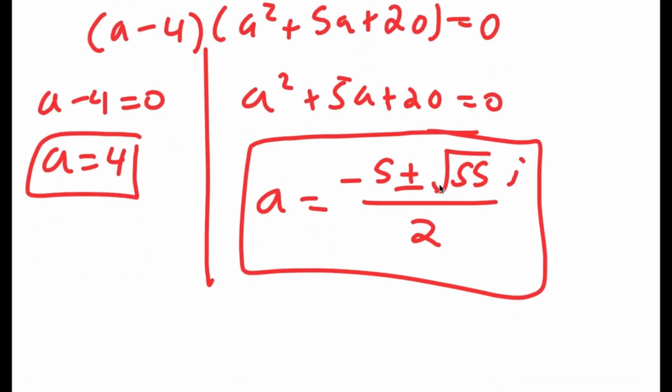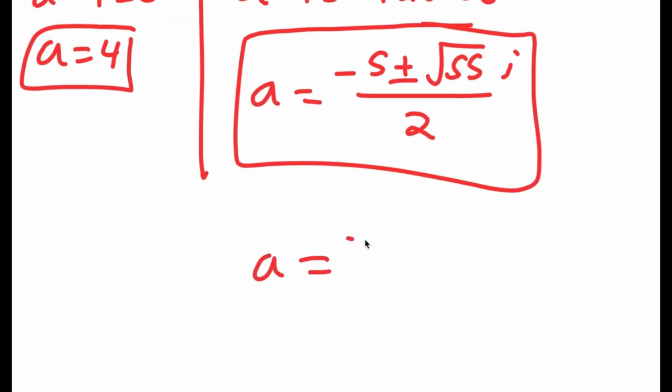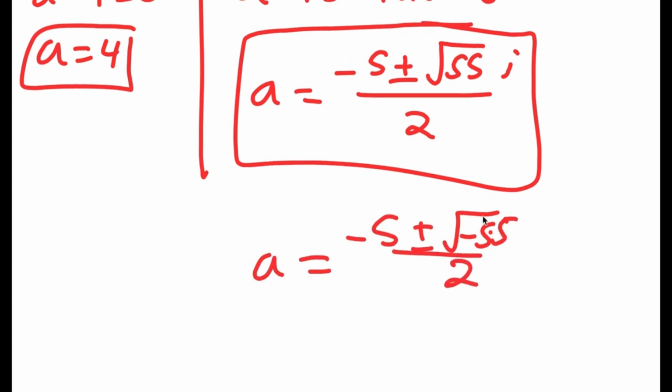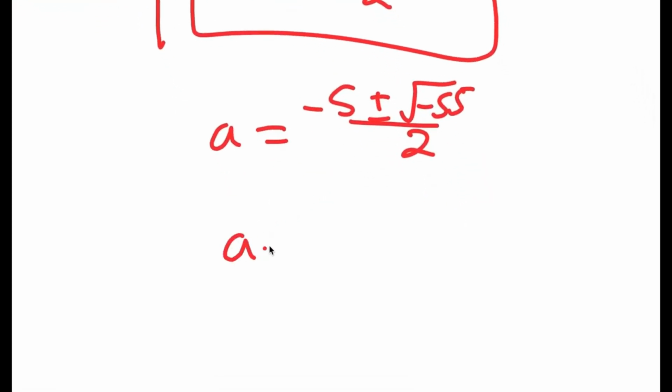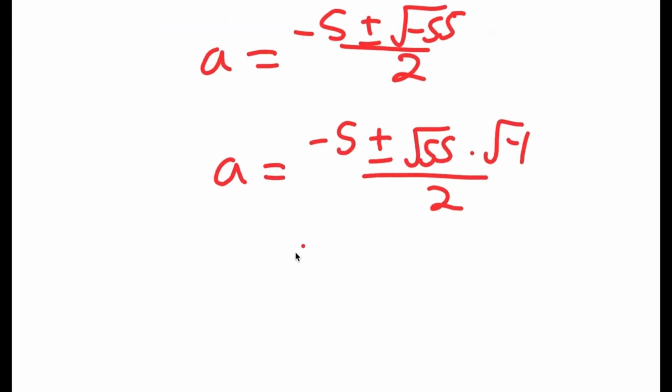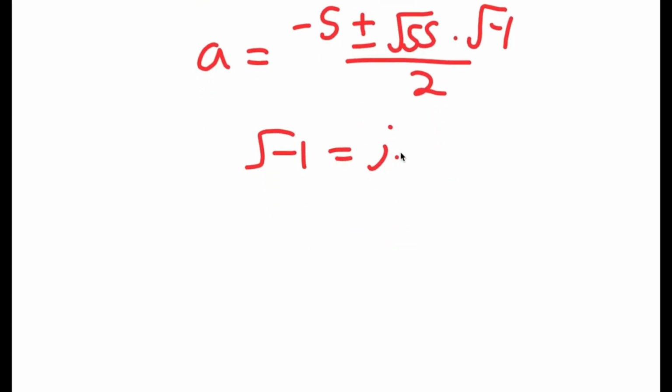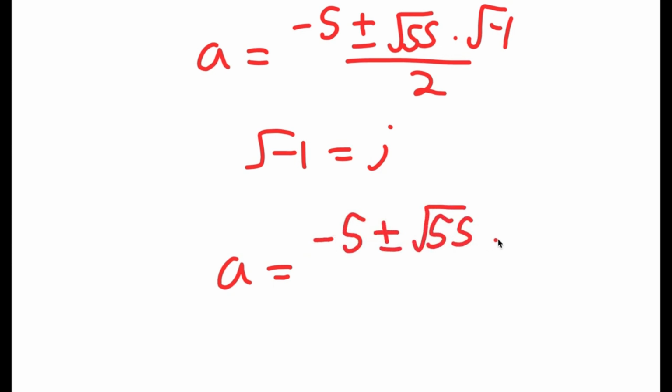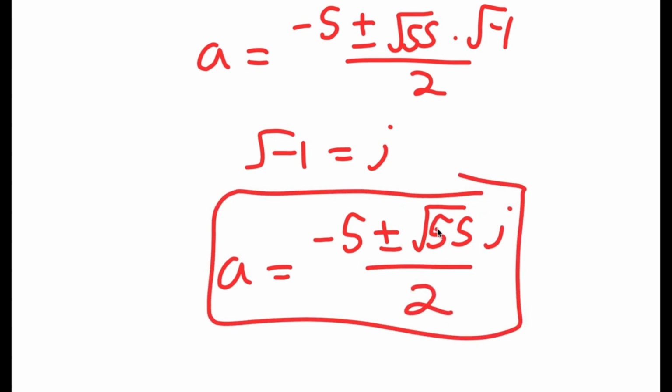Actually, what you should get is a equals negative 5 plus or minus the square root of negative 55 over 2. And the square root of negative 55, I can rewrite as the square root of 55 times the square root of negative 1. And if you didn't already know, the square root of negative 1 is equal to the imaginary number i. So if I replace the square root of negative 1 with i, I get a is equal to negative 5 plus or minus the square root of 55 i over 2. So that's how I got the square root of 55i.